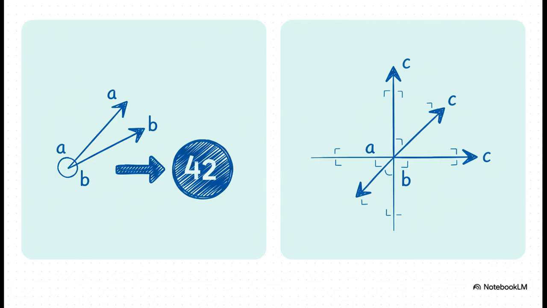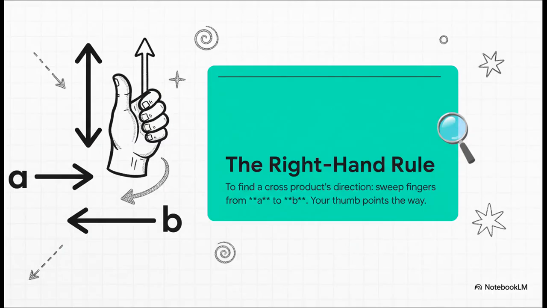Then on the right, we have the vector product, or cross product. When you do this, you get a brand new vector that points perpendicular to the two you started with. This is absolutely essential for understanding anything that spins or rotates. So how do you figure out the direction of that new vector from a cross product? You use this really neat trick called the right-hand rule.